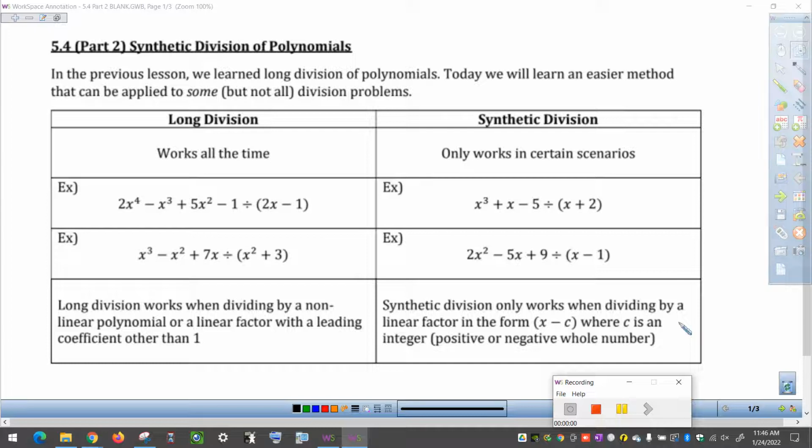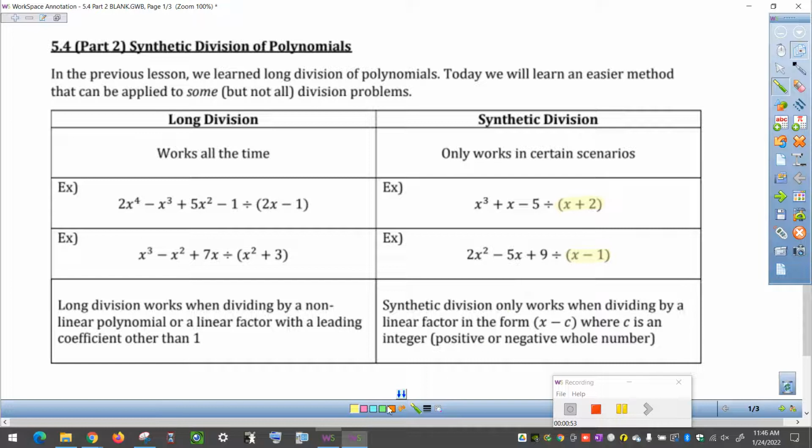So what we are going to see here at the very start is that this process can be applied to some but not all division problems. The scenario that synthetic division works for is dividing by a linear factor in the form x minus c, where c just represents an integer, which is a positive or negative whole number. You can see that in these two examples here. We've got x plus 2 and x minus 1 as the linear factors that it's being divided by.